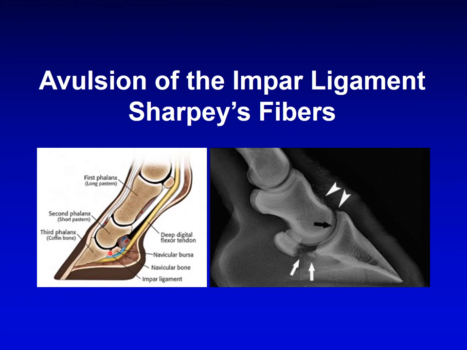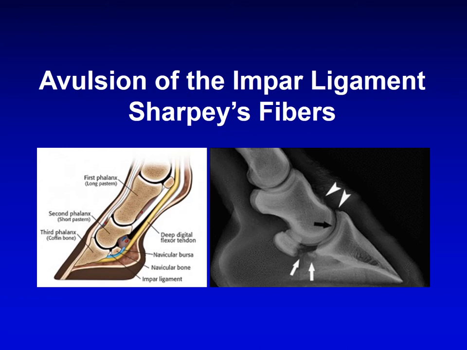The navicular bone is attached by these Sharpey's fibers, by this impar ligament, which the Sharpey's fibers make. It's the super glue that connects the navicular bone to P3. Now sometimes this impar ligament gets ruptured. We call that avulsion of the impar ligament, so rupture of the impar ligament. This basically requires conservative therapy, to keep the foot in minimum motion so the fibers can regenerate and the healing process can take place.